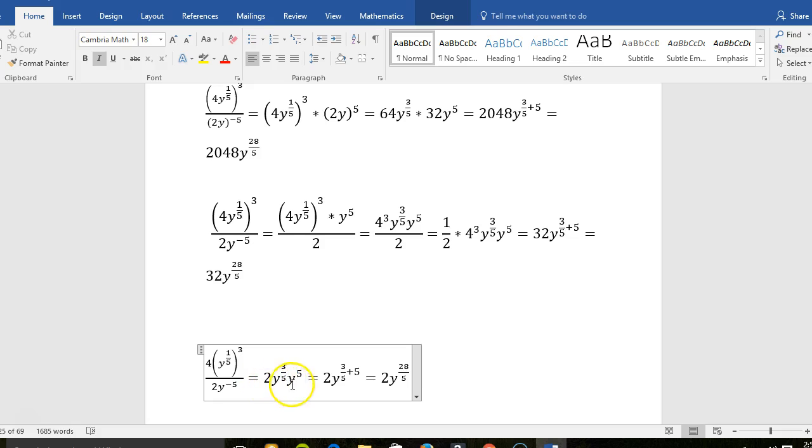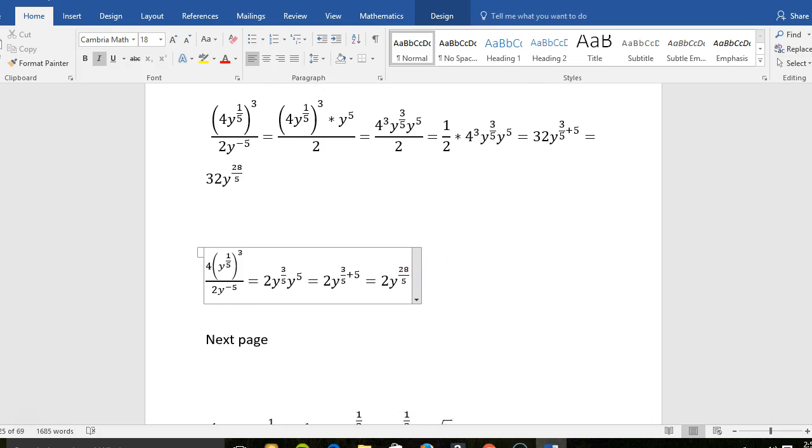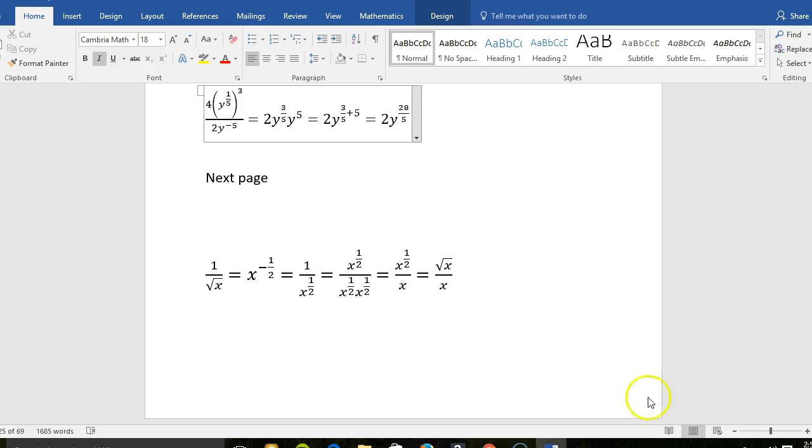So there's that. And then by associativity, you can multiply the y to the 3/5 times y to the 5th. But by the law of exponents, you have a single y raised to the power of the sum of the two. And you get 28/5. So you have 2y to the 28/5. I'm just wanting to show what happens if you don't have a guy in the parentheses: he does not get cubed. Okay, so I just want to demonstrate that. We could go on all day about this stuff, but that should get the idea across.